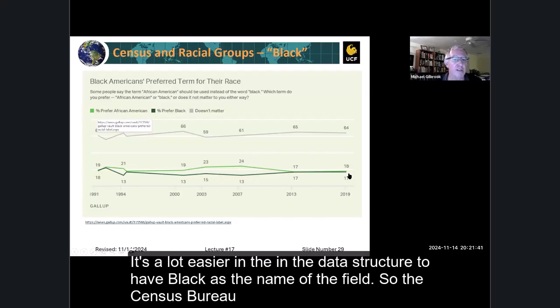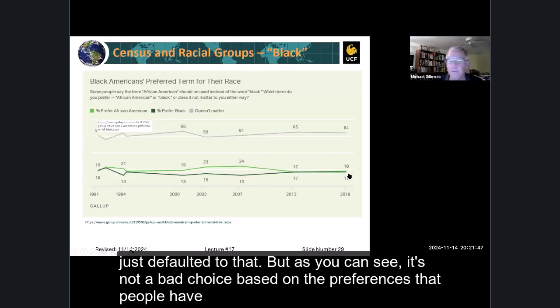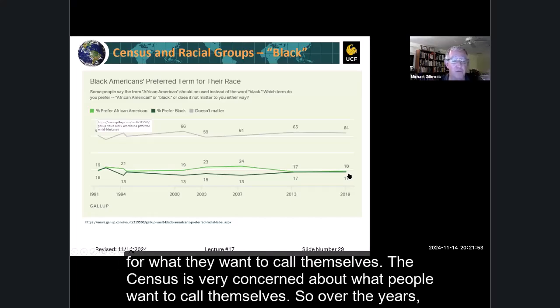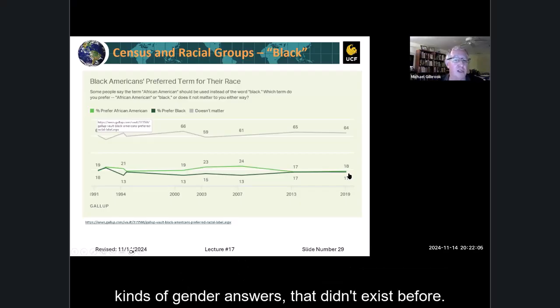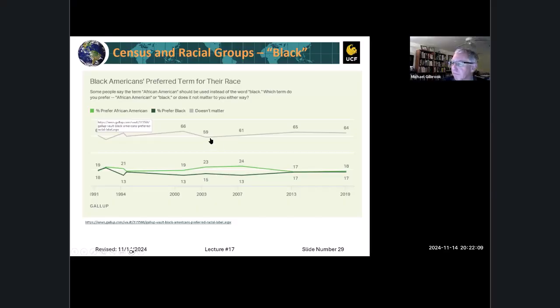It's a lot easier in the data structure to have Black as the name of the field. So the Census Bureau has just defaulted to that. But as you can see, it's not a bad choice based on the preferences that people have for what they want to call themselves. The census is very concerned about what people want to call themselves. So over the years, things like gender, it used to be just male and female, and now there are opportunities to put in other kinds of gender answers that didn't exist before.